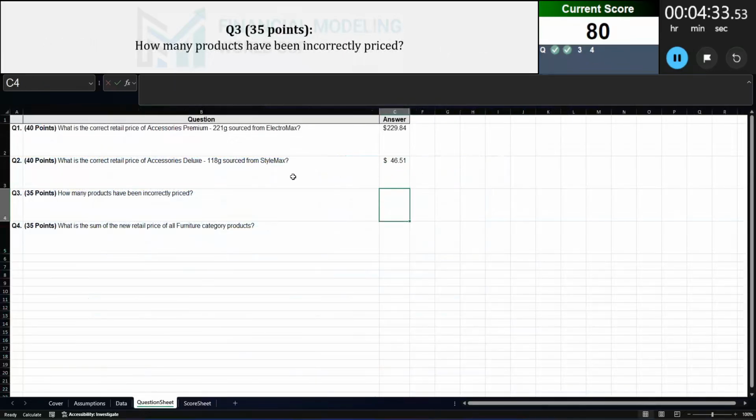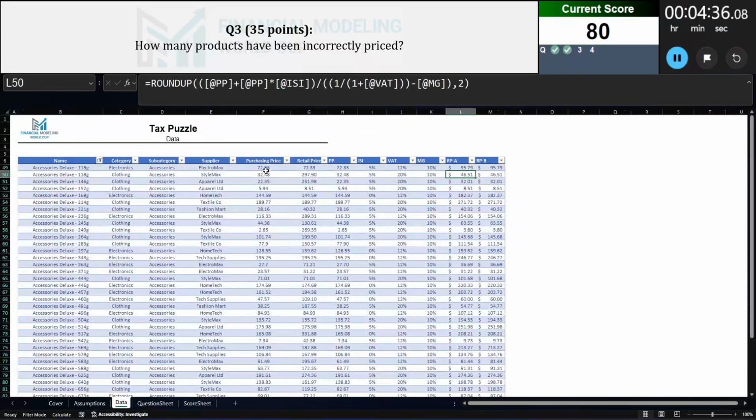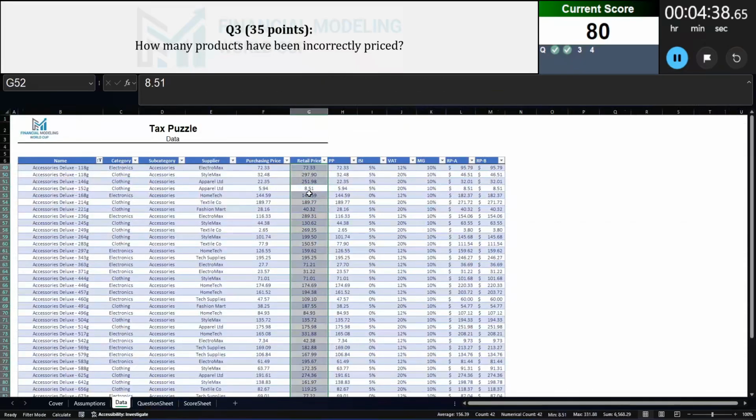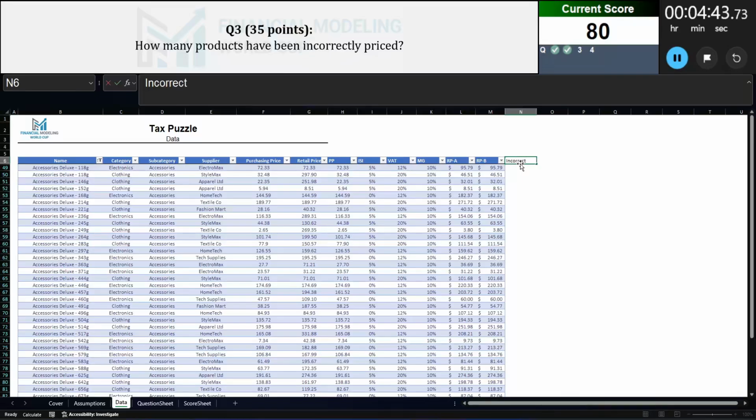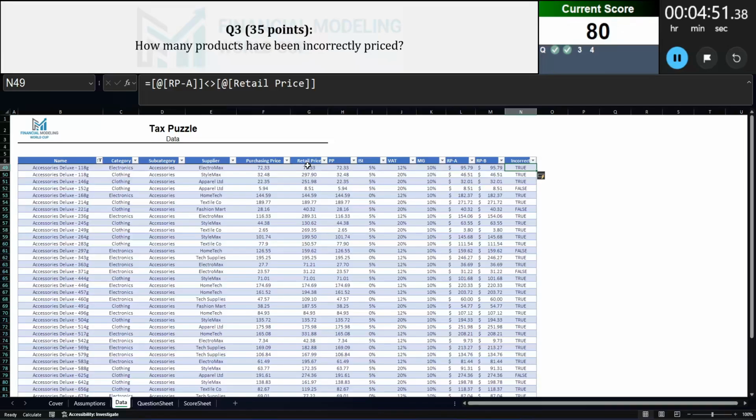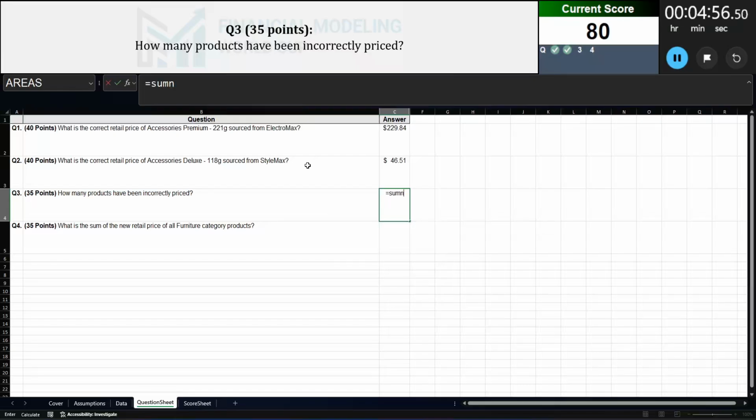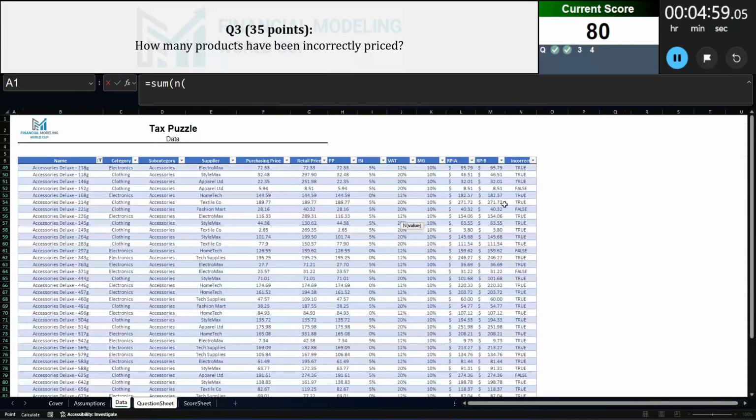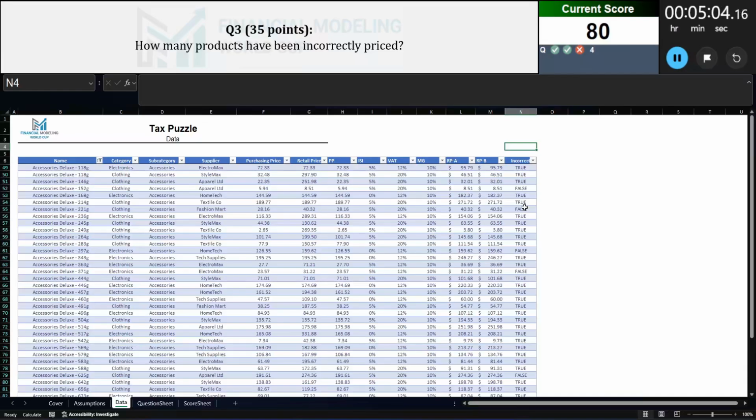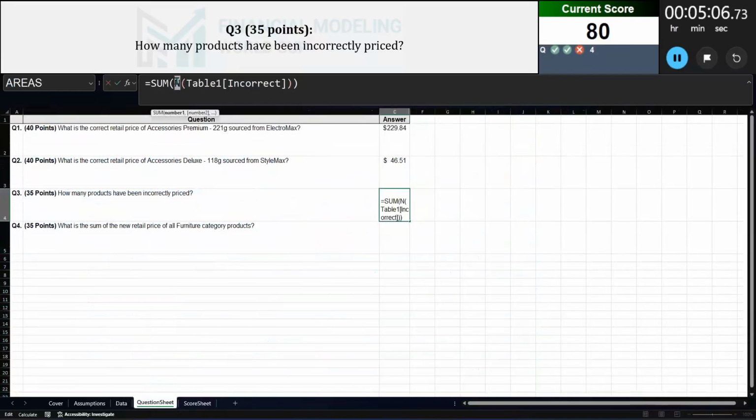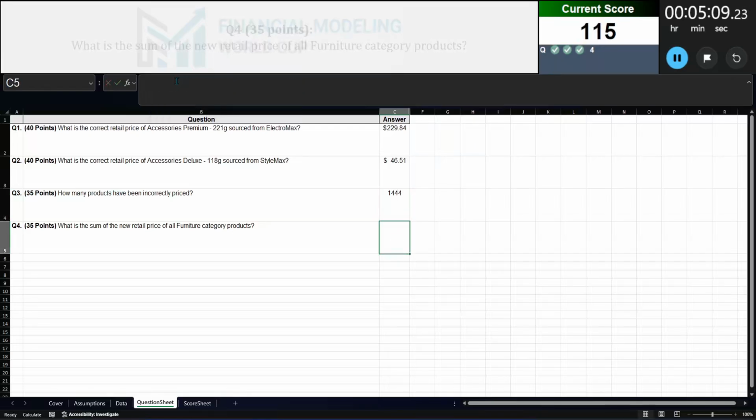All right, how many products have been incorrectly priced? So this was the original purchase price. These are the prices that we got. So incorrect is where our purchase price does not equal the original or our retail price. Now to get the answer, I can just do a SUMPRODUCT of these values here. That should do it. It did not do it. Let me try not using N here. That did it.